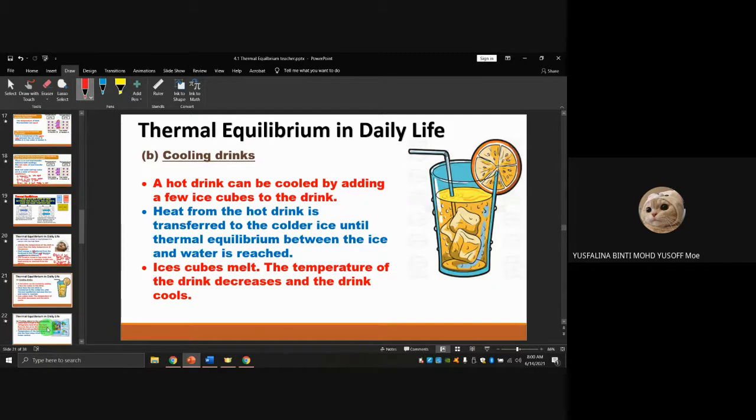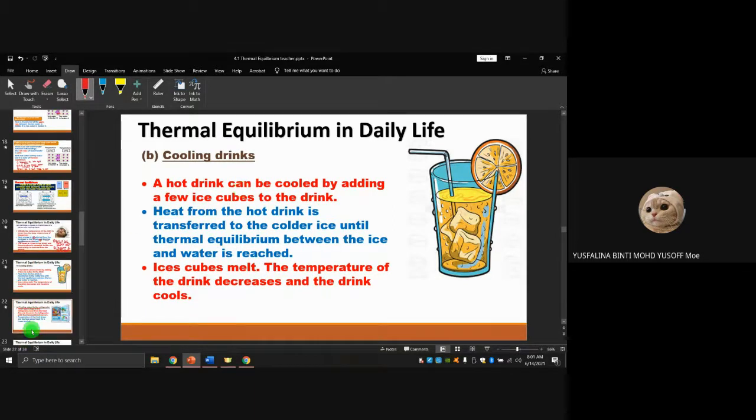The cooling drinks. A hot drink can be cooled by adding a few ice cubes to the drink. The heat transfers from the hot drink to the colder ice, so the ice will melt, until it reaches thermal equilibrium between the ice and the water. The ice cube will melt, the temperature of the drink decreases and the drink cools. So this is how you explain cooling drinks.